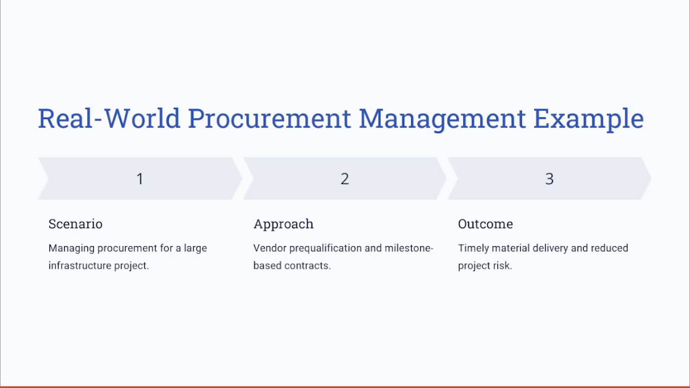Let's look at a real world example here in procurement management. In a large bridge construction project, pre-qualifying vendors ensured only reliable suppliers were selected. Milestone-based contracts tied the payments to successful delivery stages, reducing the financial risks and ensuring material availability at critical phases. And the outcome here would be timely delivery of materials, reduced risks, and meeting the project requirements.